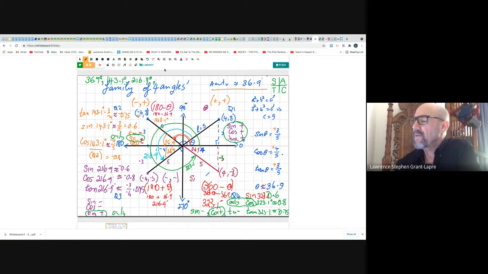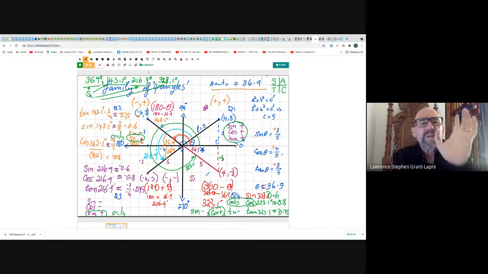And 323.1 degrees. Now, as a final product, I want to do sine of each one. I want to do sine of 36.9. Then I want to do sine of 143.1. Then I want to do sine of 216.9. Then I want to do sine of 323.1.